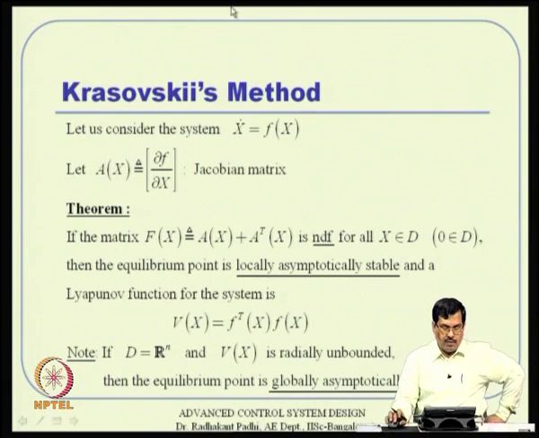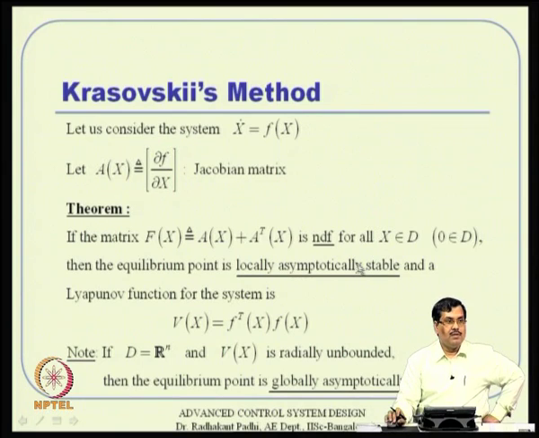Okay. So, we will end up with an A of x, which is actually a matrix, which is nothing but the Jacobian matrix. And this theorem tells us that we construct this A of x, and then you construct this F of x, which is another matrix, which is nothing but A plus A transpose. And if this F of x matrix turns out to be a negative definite matrix for all x in D, then the equilibrium point is locally asymptotically stable.